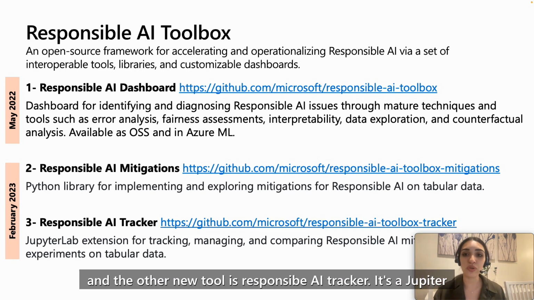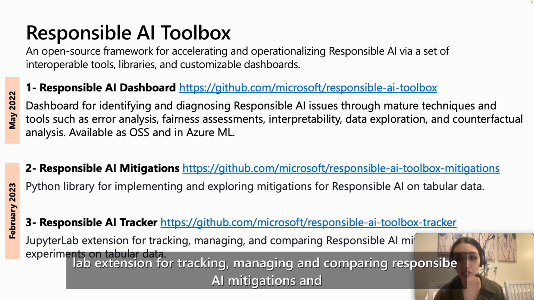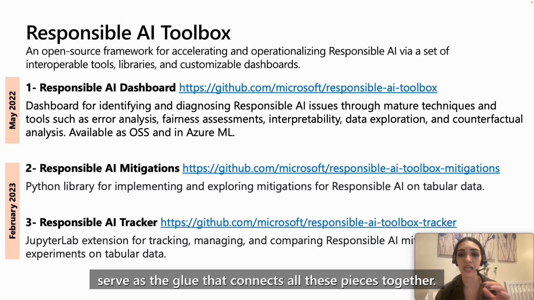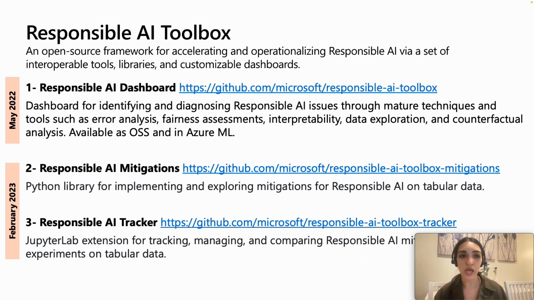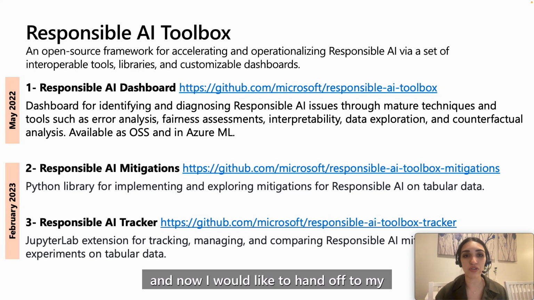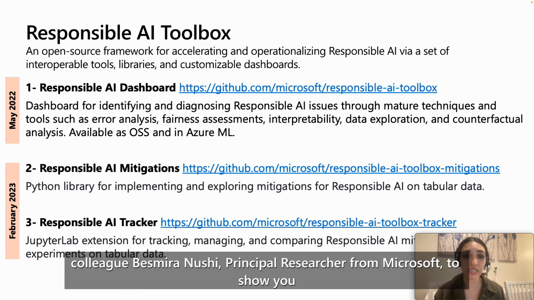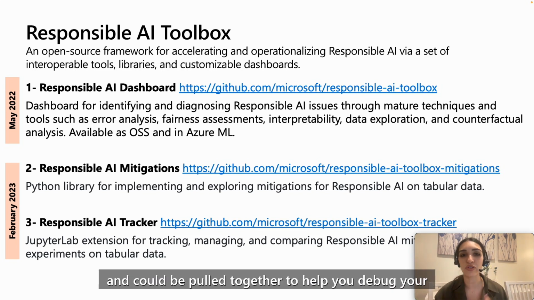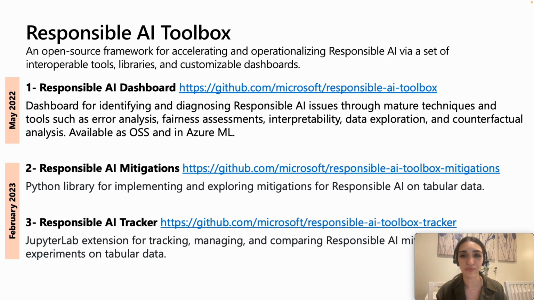And the other new tool is Responsible AI Tracker. It's a Jupyter Lab extension for tracking, managing, and comparing responsible AI mitigations and experiments. In some way, the tool is also intended to serve as the glue that connects all these pieces together. Both of these new releases currently support only tabular data, and now I would like to hand off to my colleague, Mehrnoosh, principal researcher from Microsoft, to show you a demo of how these 3 tools could be pulled together to help you debug your machine learning lifecycle.